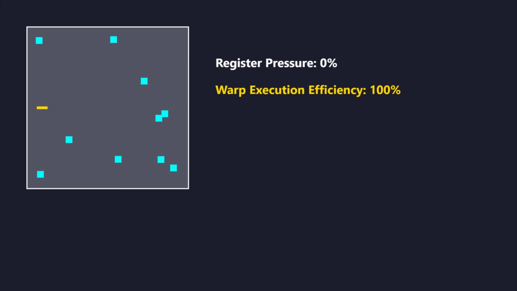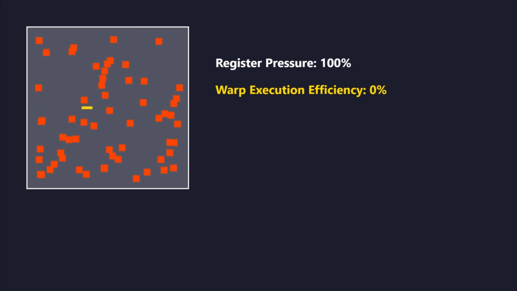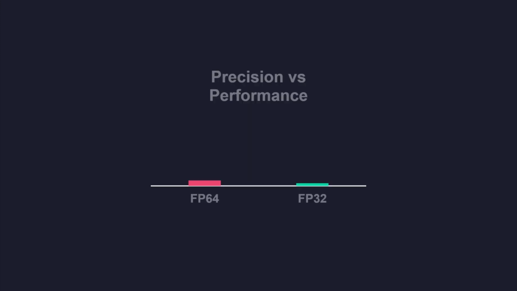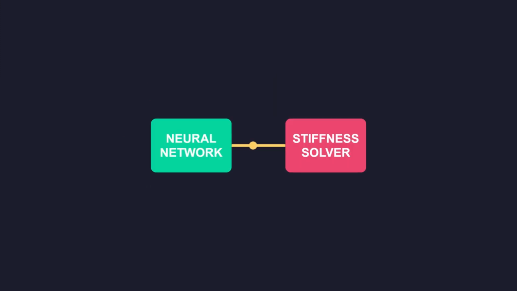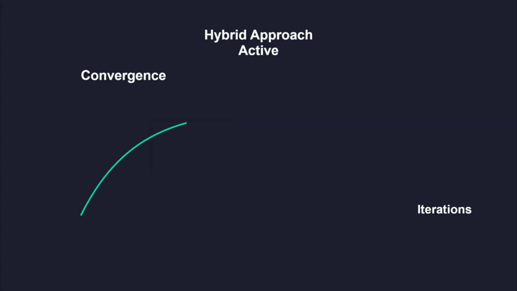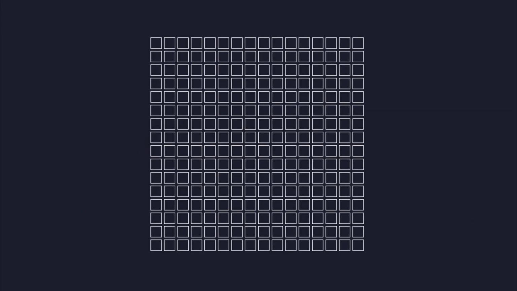Be careful not to use too many local variables in your kernel. High register pressure limits the number of active warps per multiprocessor. Keep your network small enough that the graphics processing unit can hide memory latency effectively. Using double precision is safer for convergence, but significantly slower on consumer graphics hardware. Consider using single precision for the neural network evaluation while keeping the global stiffness matrix and solver in double precision.